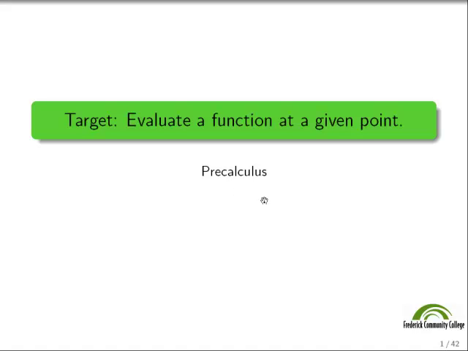So here's the learning target today. We want to learn to evaluate a function at a given point. And we're going to look at several ways functions may be defined and talk about how to evaluate those functions at different elements in the domain.